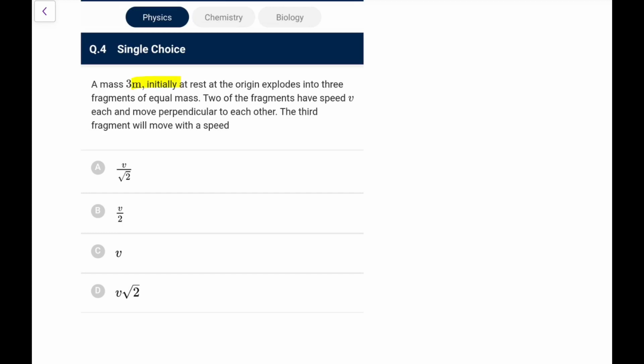A mass 3m initially at rest at the origin explodes into 3 fragments of the same masses. 2 of the fragments have speed v and move perpendicular to each other. The third will move with, that's an easy one.